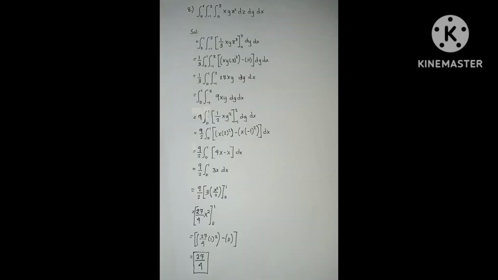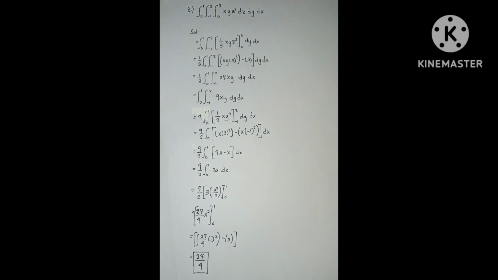So next is item number 8 in our workbook part. So we have an integral of 0 to 1 with respect to x, and the integral of negative 1 to 2 with respect to y, and the integral of 0 to 3 with respect to z. So the value here is x, y, and z squared. So next, as usual, we're going to get the center of this problem.